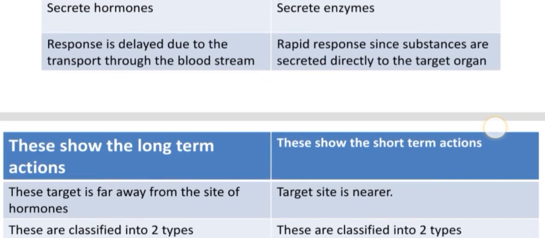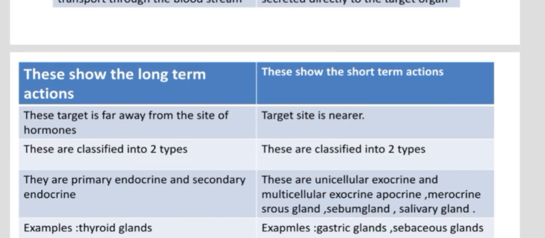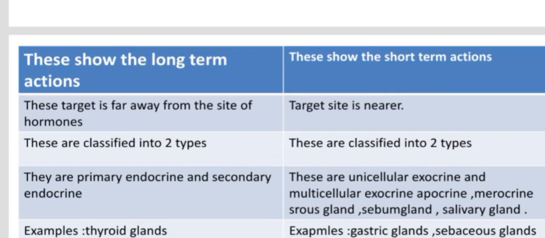In endocrine glands, the response is delayed due to the transport through the bloodstream. Why is the response delayed? Delayed means the late action. Because we know that blood travels through our entire body. If it is present at the top of the body and it should be released at the posterior part, it has to travel from the anterior place to the posterior place. So it takes some time, and that's why the action is delayed.